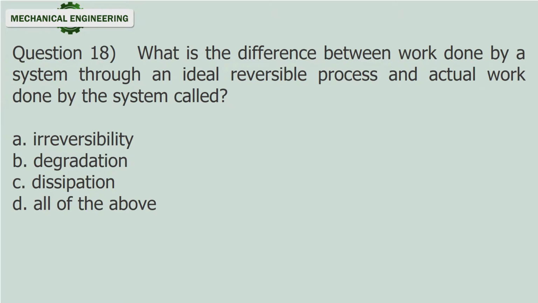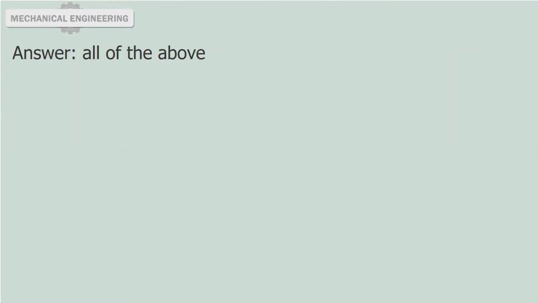Question 18. What is the difference between work done by a system through an ideal reversible process and actual work done by the system called? A. Irreversibility. B. Degradation. C. Dissipation. D. All of the above. Answer: all of the above.